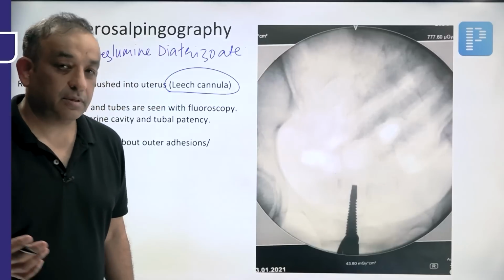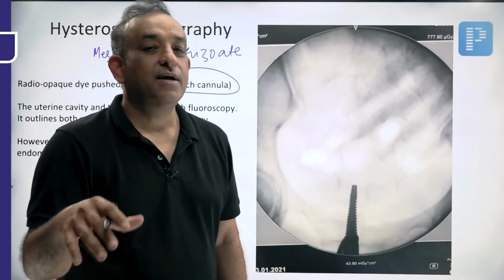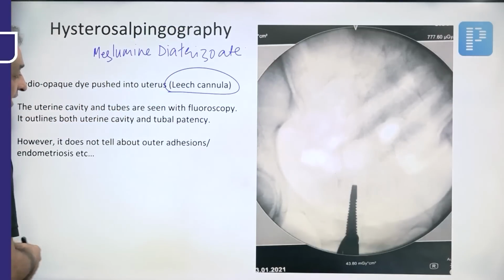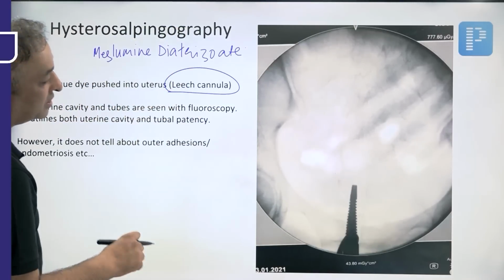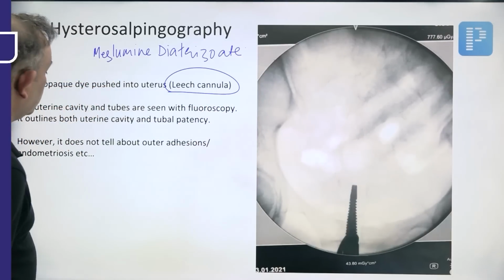A lot of you keep saying the dye's name is Urografin or Tazographin. These are trade names. You have to know the salt which is used. So the generic name is meglumine diatrizoate. That is a radiopaque dye, and when it goes through the uterus, it will come through the fallopian tube, and if the tubes are patent, it will collect in the pouch of Douglas.